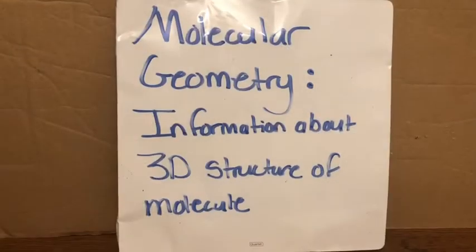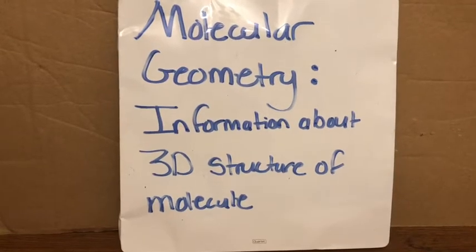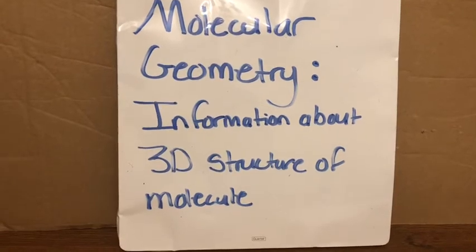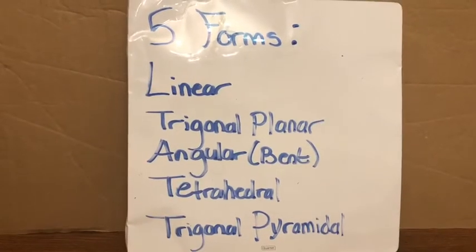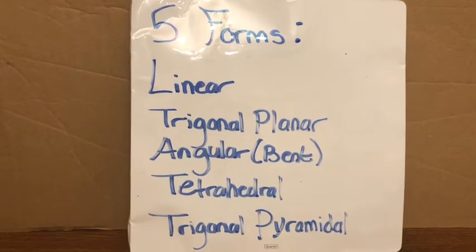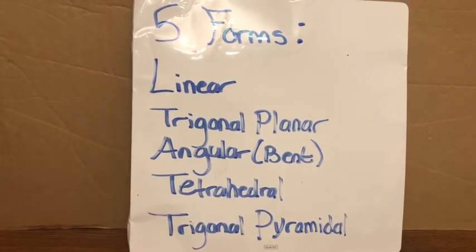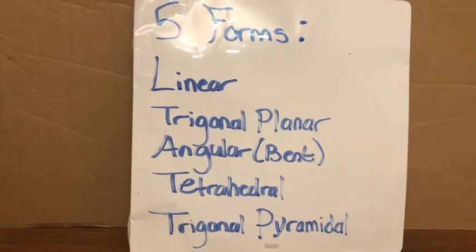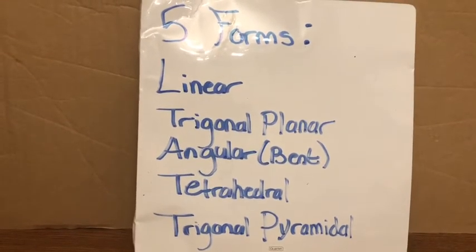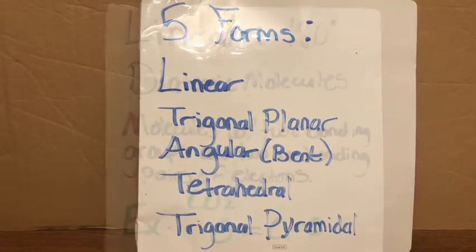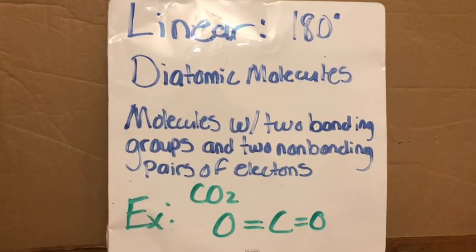We are going to talk about molecular geometry. Let's go. Molecular geometry provides us information about the three-dimensional structure of molecules. The 5 forms of interest that we will discuss are linear, trigonal planar, angular or bent, tetrahedral, and trigonal pyramidal molecular geometry conformations. Beginning with the linear conformation.